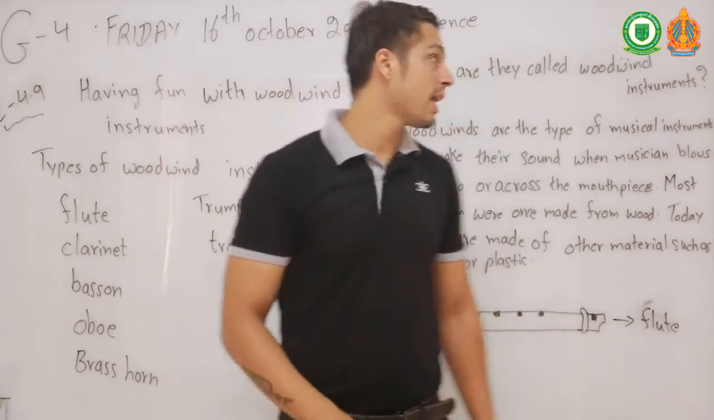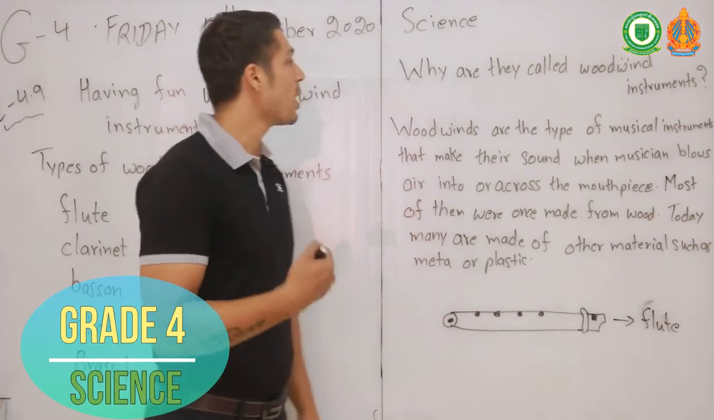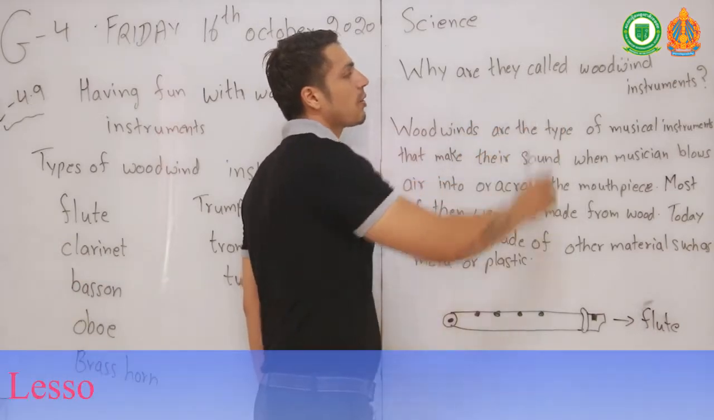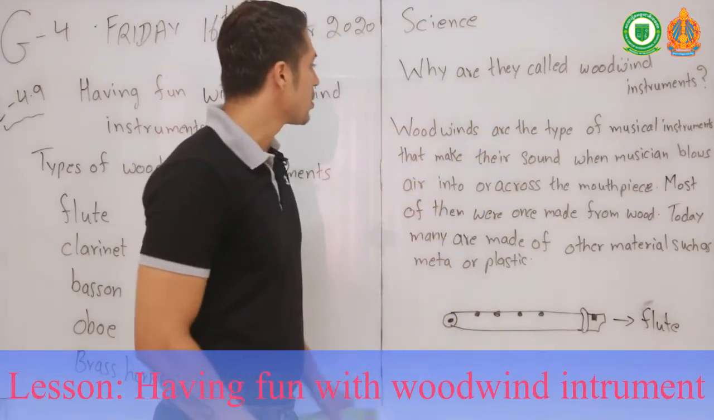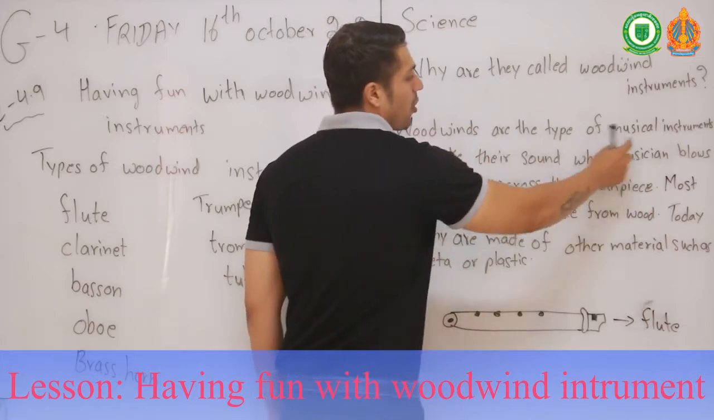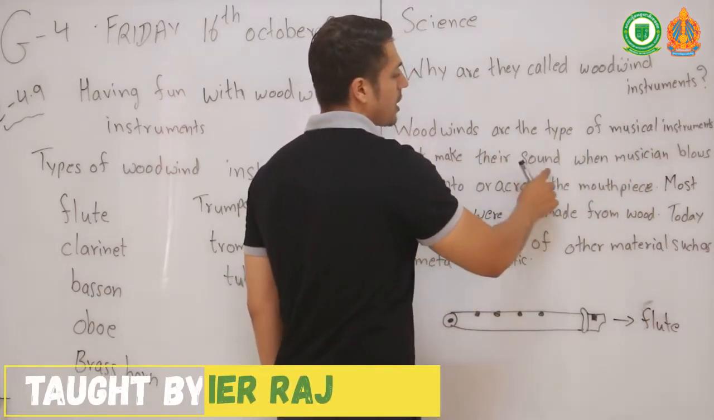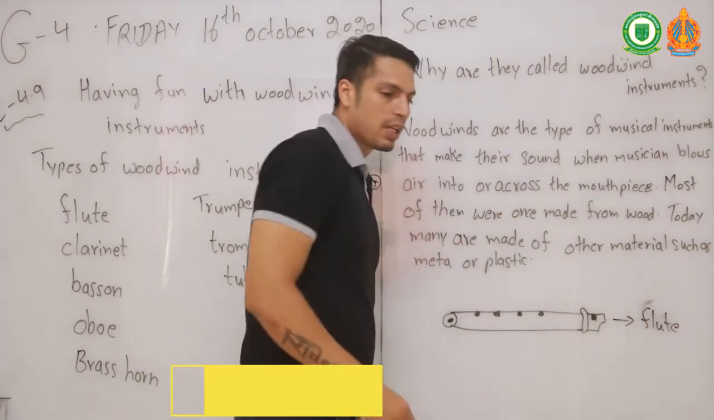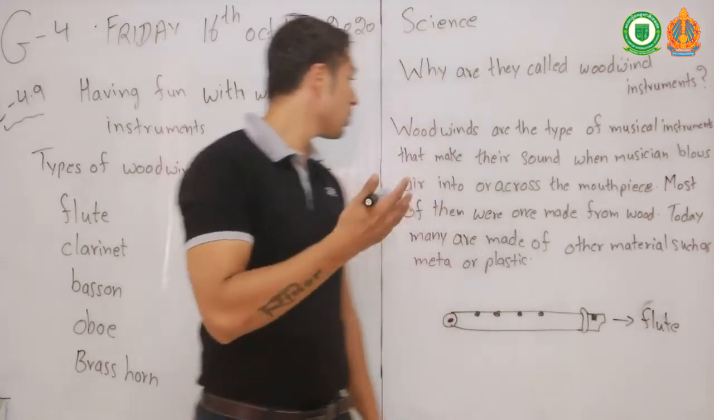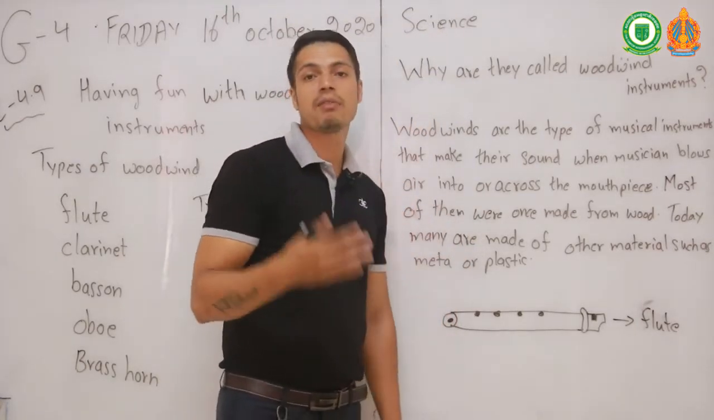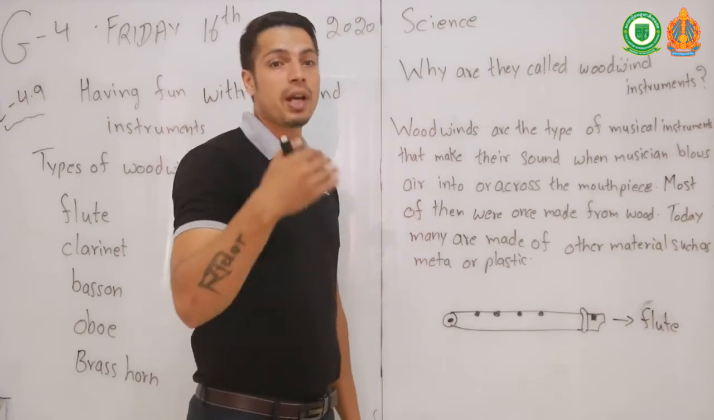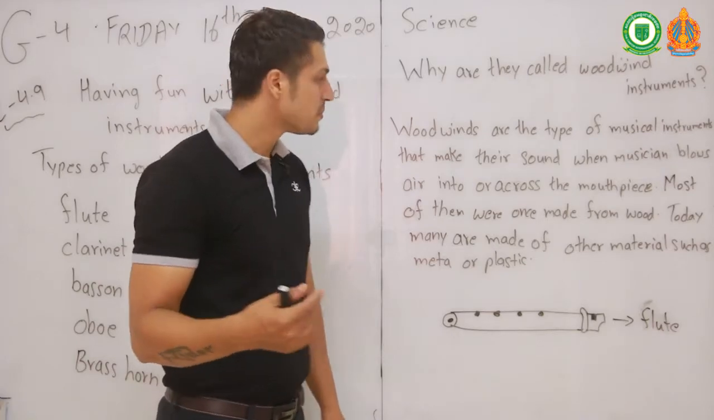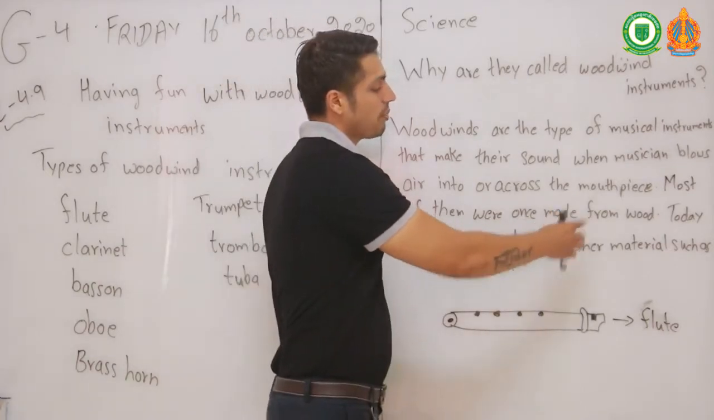Now the question is, why are they called woodwind instruments? Woodwinds are the type of musical instrument that make their sound when a musician blows air into or across the mouthpiece. Most of them were once made from wood.